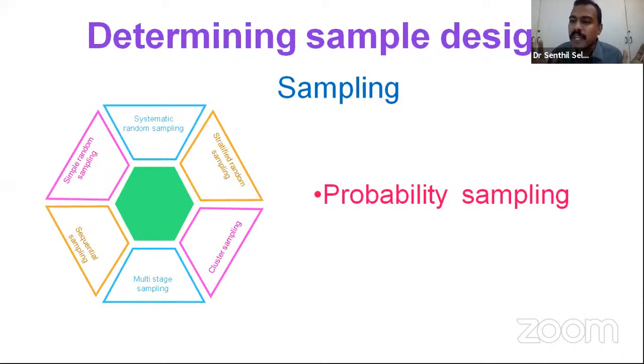I'm not going to prefix the number before the selection itself. I'm not going to say I'll take 100 or I'll take 50, not like that. Whatever the result I get at the end of the sampling, I'm going to take that entire set as my study sample. So this is sequential sampling.